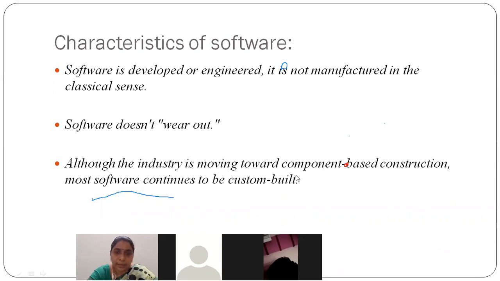What generally happens in the software industry is we always make use of the maximum reusable components. So industry is moving towards component-based construction, right? And most software continues to be custom-built. Even though we have most of the components, you need to make some necessary modifications there, so you need to have some custom build. That is what we are saying here. So these are the three characteristics of software which we saw yesterday.